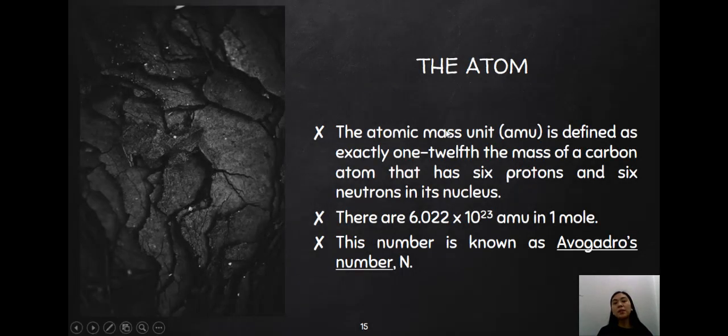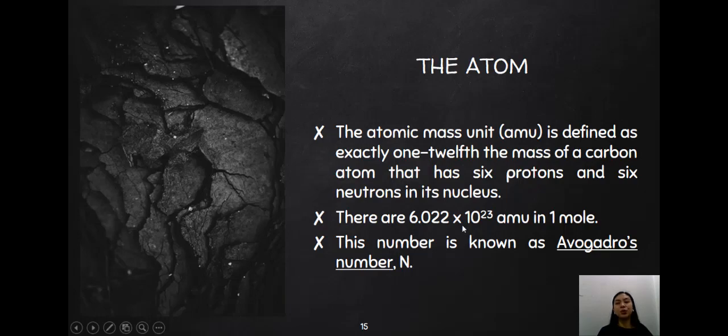So it says here, the atomic mass unit, or we abbreviate it as AMU, is defined as exactly 1/12 the mass of a carbon atom that has 6 protons and 6 neutrons in its nucleus. The atomic mass unit is a unit which is based on your carbon atom. It's based on a carbon atom because typically almost all the things that we have on Earth are made up of carbon.